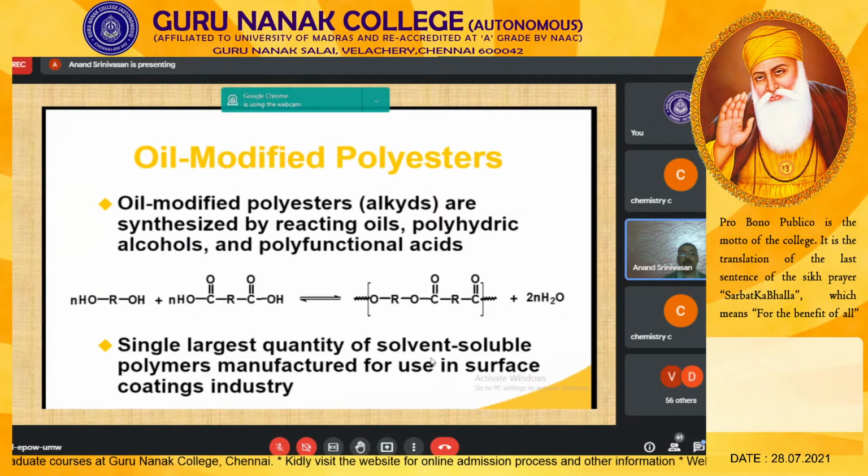So you can have oil modified polyesters. That is possible by reacting oils, polyhydric alcohols, and polyfunctional acids. You can get the corresponding oil modified polyesters, the single largest quantity of solvent soluble polymers manufactured for use in the surface coating industry. The coating industry is one of the largest consumers of these oil modified polyesters. So instead of using synthetic material, you can switch to this bio-based oil modified polyester, which can find application as a protective coating.